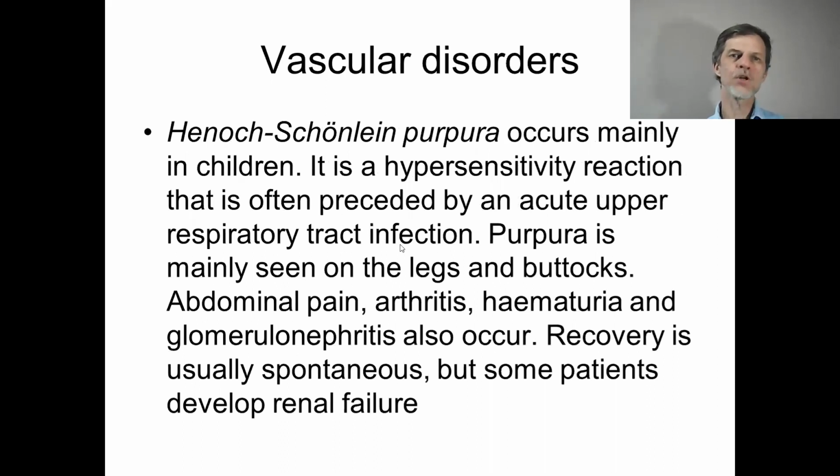Next, Henoch-Schonlein or Schonlein-Henoch purpura, occurs mainly in children. It's a hypersensitivity reaction that is often preceded by an acute upper respiratory tract infection. Purpura is mainly seen on the legs and buttocks, and abdominal pain, arthritis, hematuria, glomerular nephritis also occur. Recovery is usually spontaneous. Some patients develop renal failure.